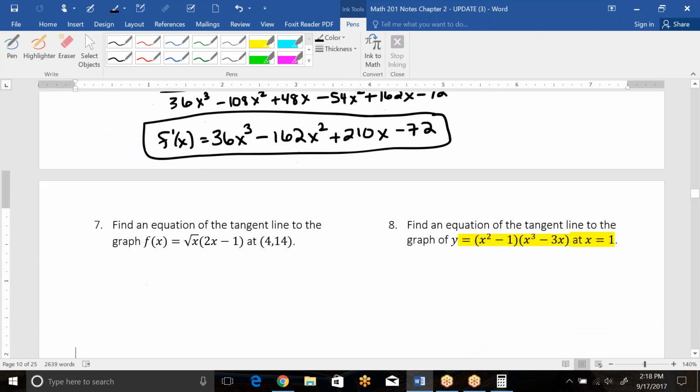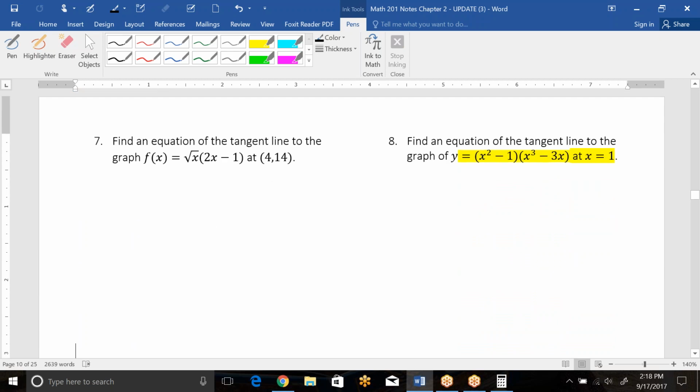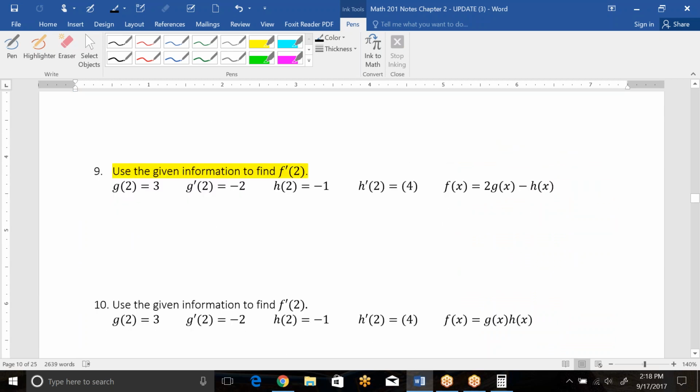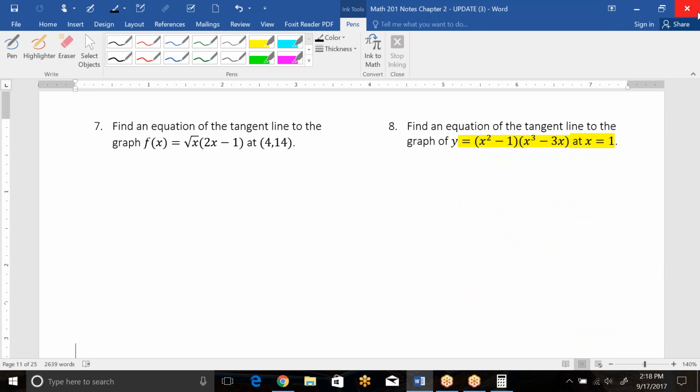Okay, so then what's left in this section was another tangent equation problem and then one where we had to do the f prime of 2. So let's do number 8 next. It says find the equation of the tangent line to the graph y equals x squared minus 1 times x cubed minus 3x at a specific value of x equals 1.